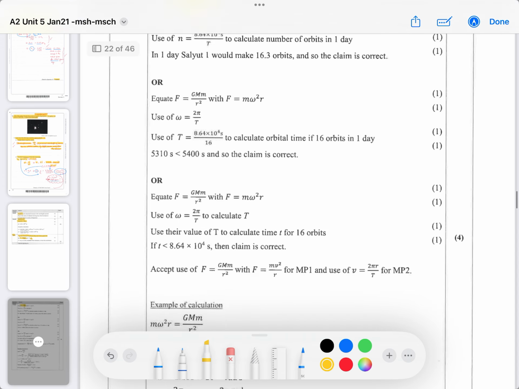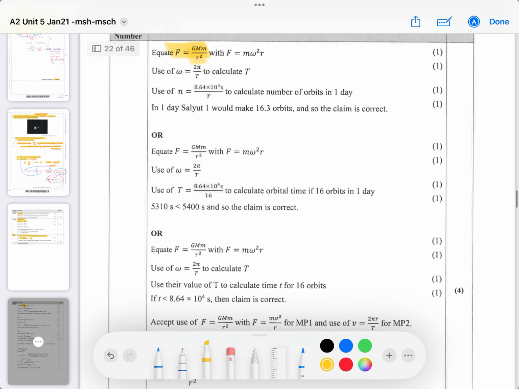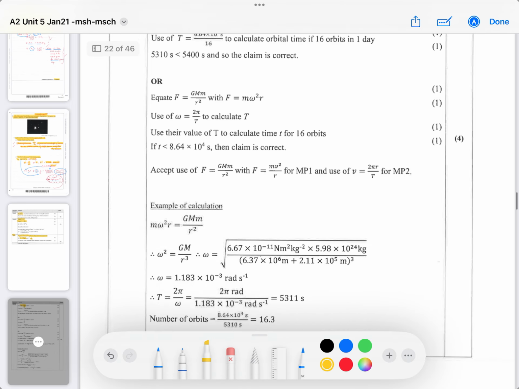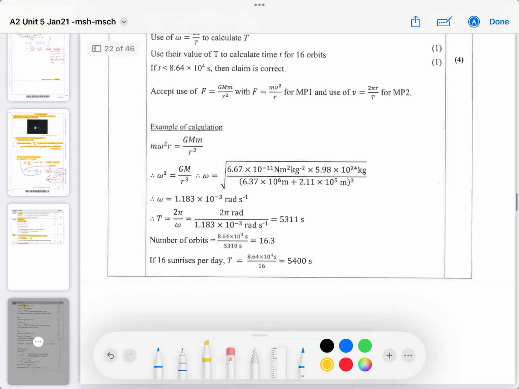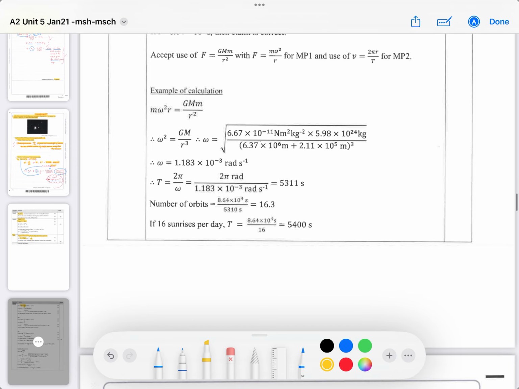Okay, let's see what we can do in this video. So here's 17, there's different ways of solving it. I wonder how I did it. Okay, there's an example of the calculation. Okay, oh yes, I remember this. It sees 16 sunrises per day. That means it's orbiting whatever it's orbiting 16 times in a day.